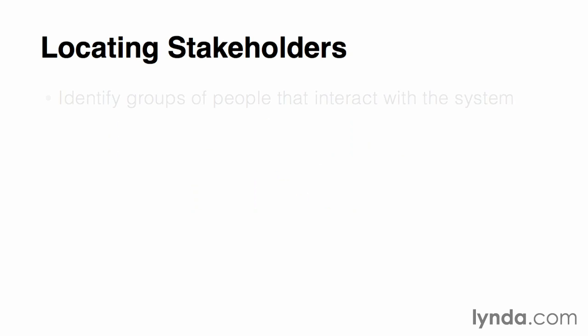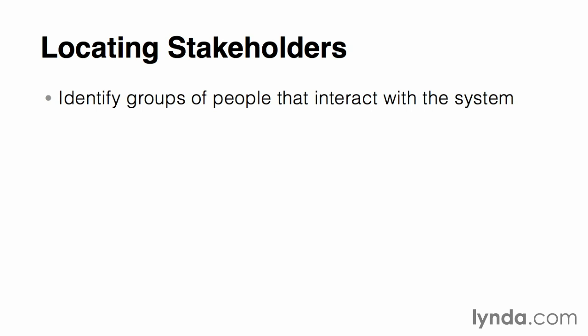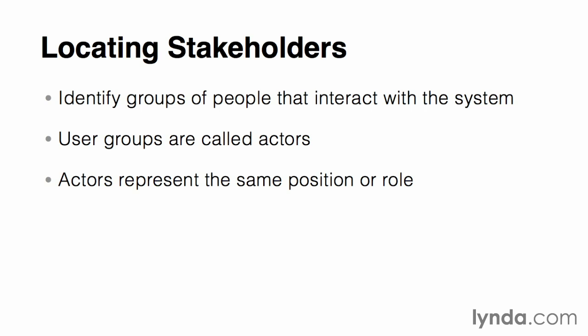You'll do this first by identifying all of the types of people that will need to interact with the new system. These user groups are traditionally called actors, and they represent a group of people that have the same position or role within the organization. At this point, we're still not looking to identify specific people, though. We'll do that soon enough.